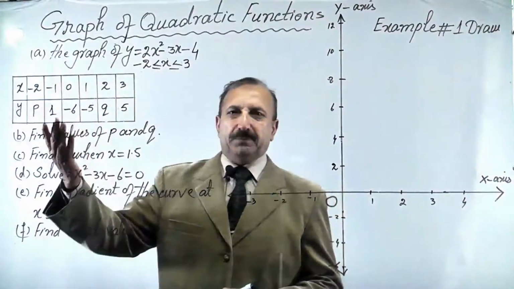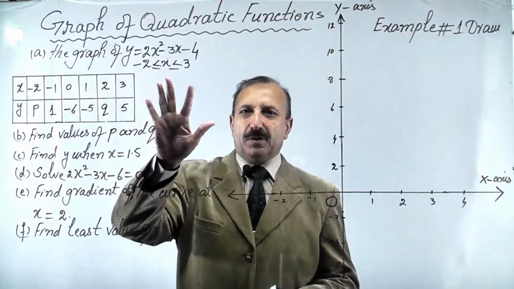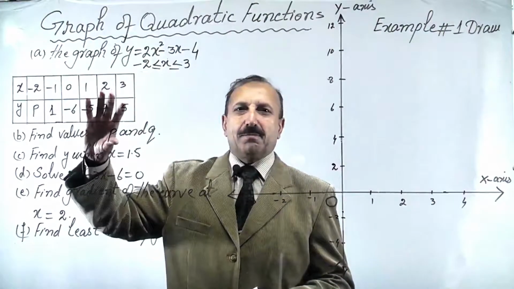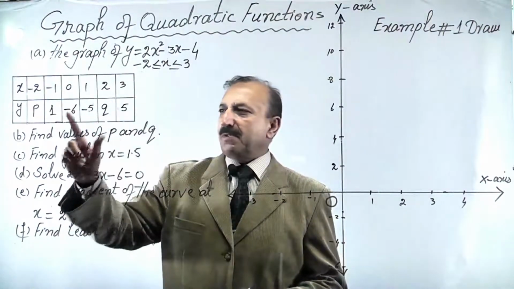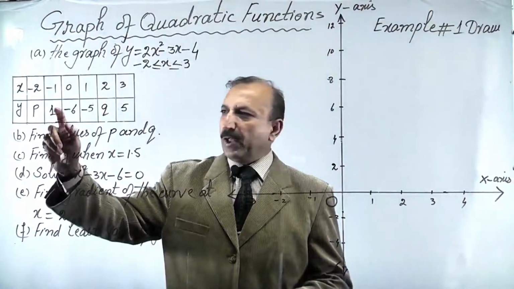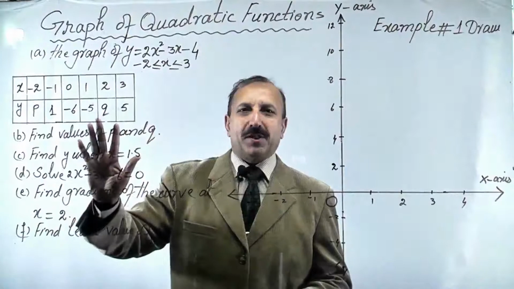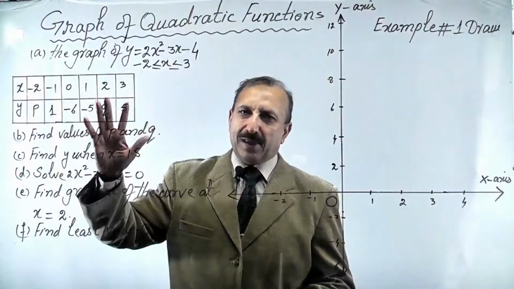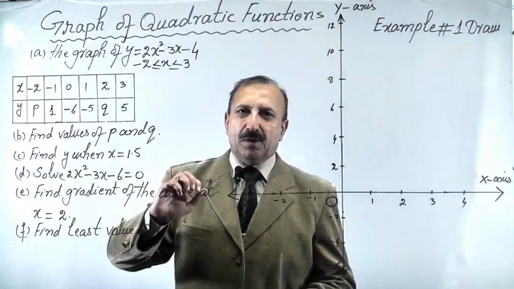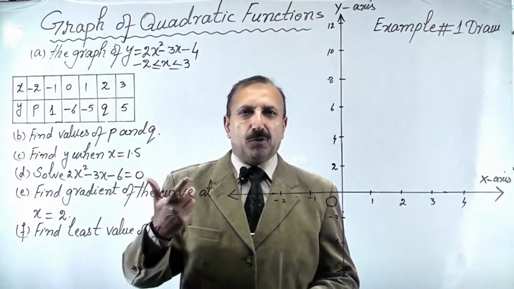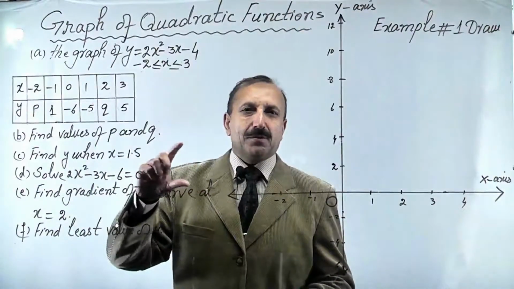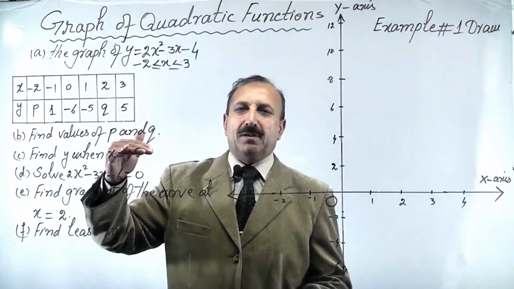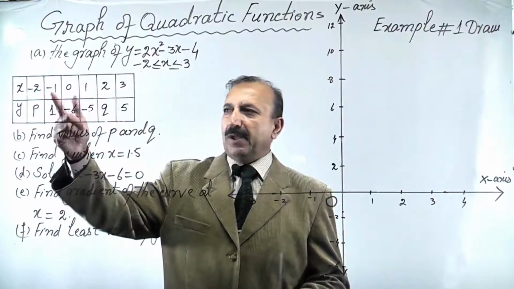Here we have a table given, and within this interval we are supposed to fill this table if some boxes are blank, or sometimes some unknowns are given. For example, here we have P and Q as unknowns. So normally in exams the table is given, but there is a possibility that no table is given and the student has to develop the whole table by calculating the values of y with the help of values of x.